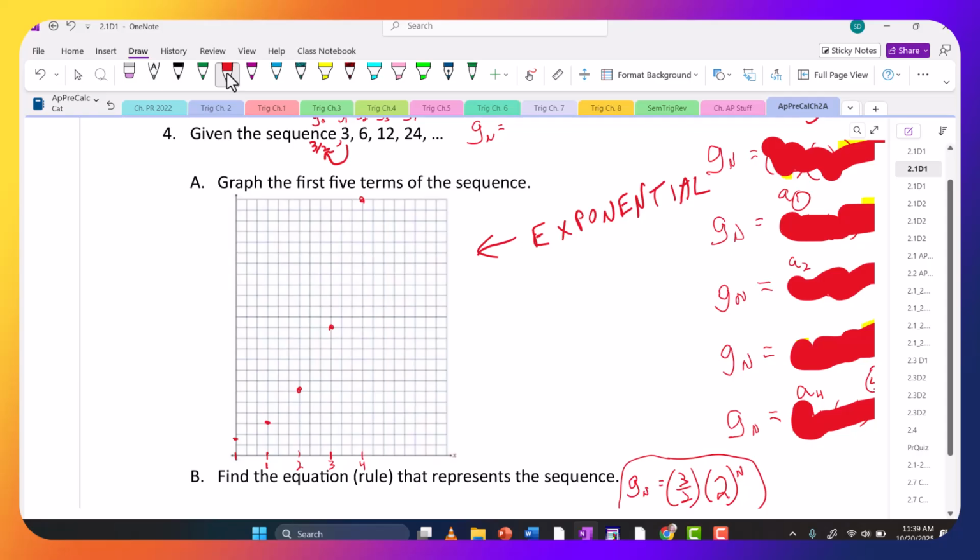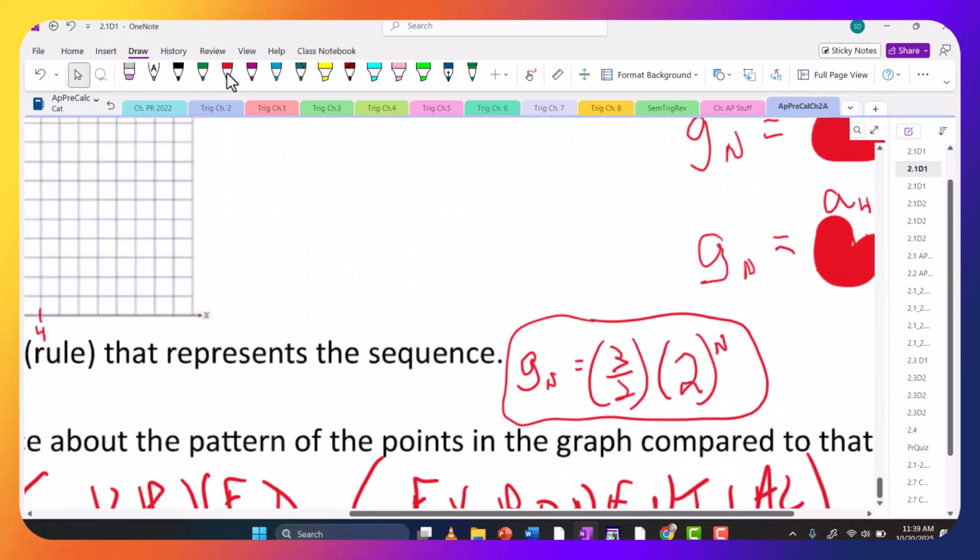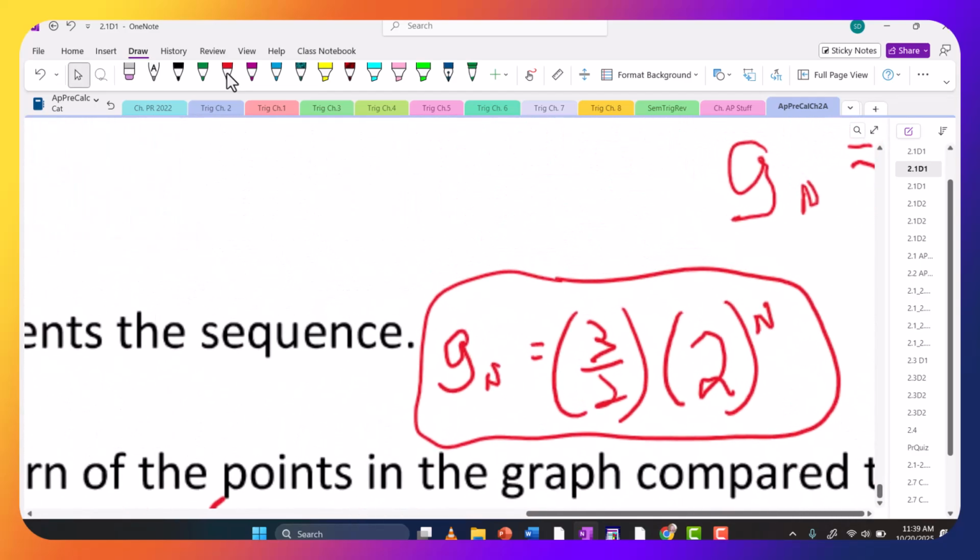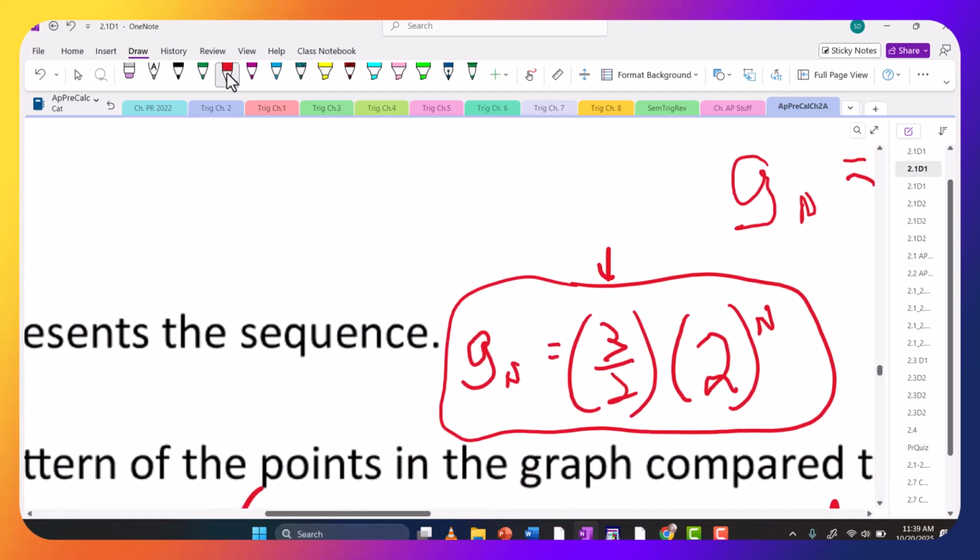Okay, and then notice what I did here. Here is one formula. But what did I put it in terms of? A sub 0 times some r raised to the nth power, right? And that's what this formula represents. It does match this. You have to know a couple things, though. This could be problematic later.